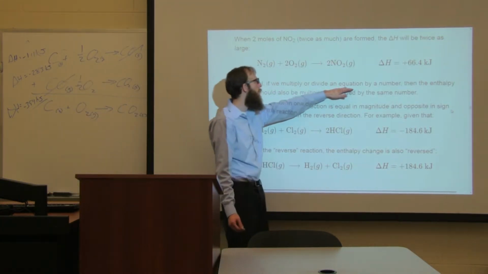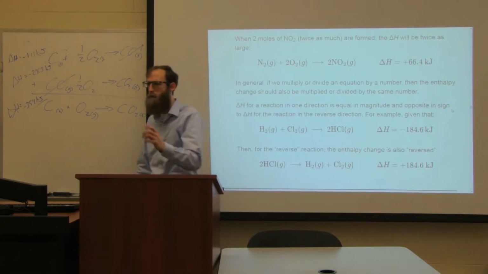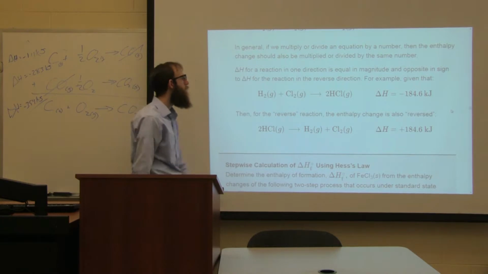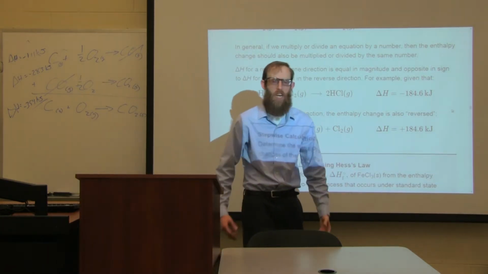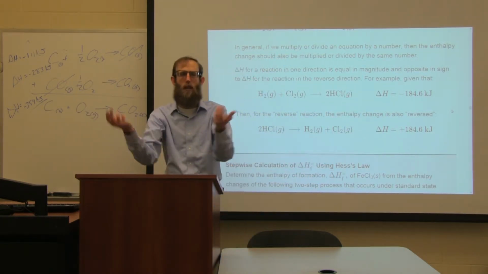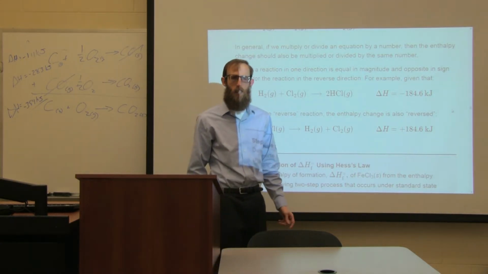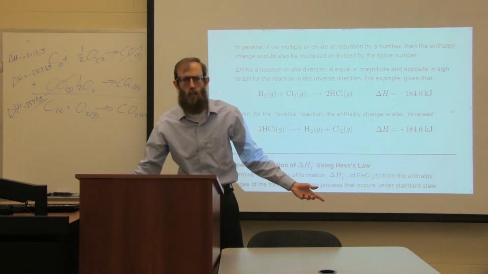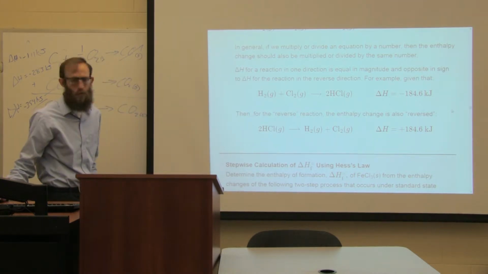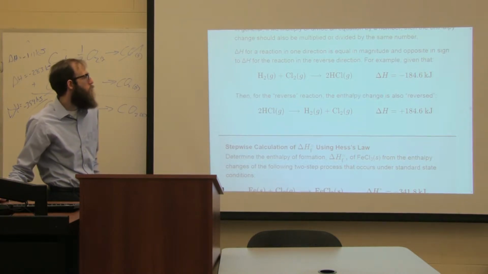In general, if we multiply and divide an equation by a number, then the enthalpy should also be multiplied and divided by that same number. Also, the other statement we made earlier is that if we flip a reaction, if we talk about the reverse reaction, instead of things coming together to form this new thing, we can talk about this new thing breaking up into its components. Well, the change in enthalpy is just going to have the opposite sign. Right? It's the law of conservation of energy. The forward reaction is going to be the reverse of the negative reaction. For the reverse reaction, the enthalpy change is also reversed.